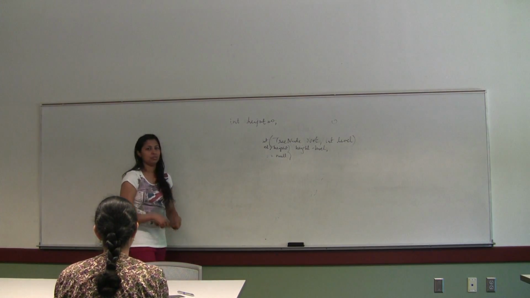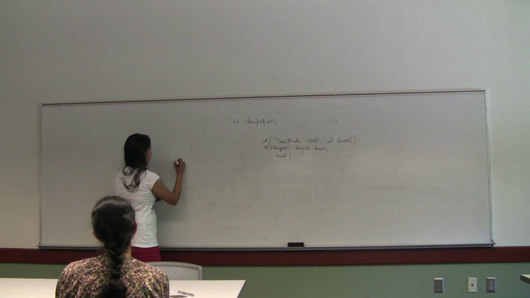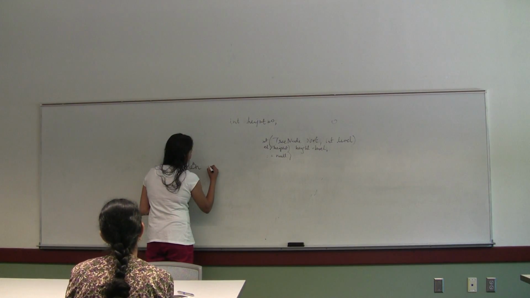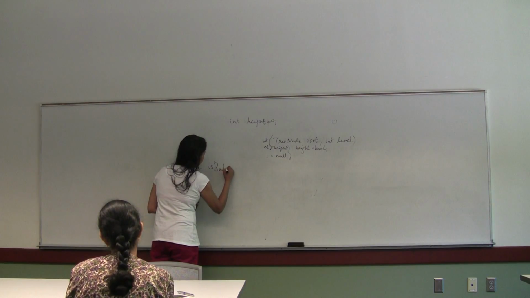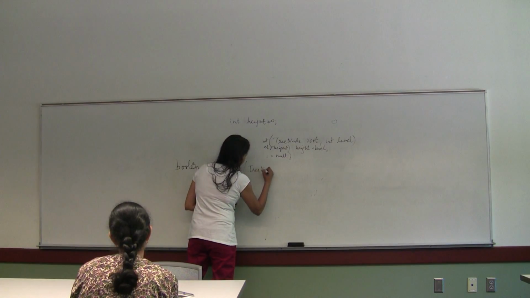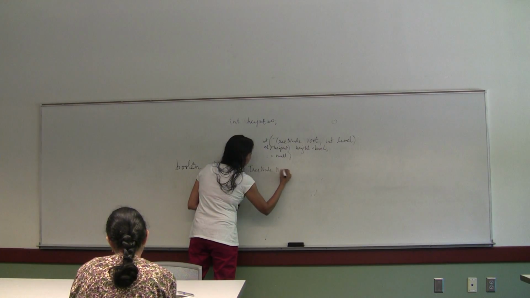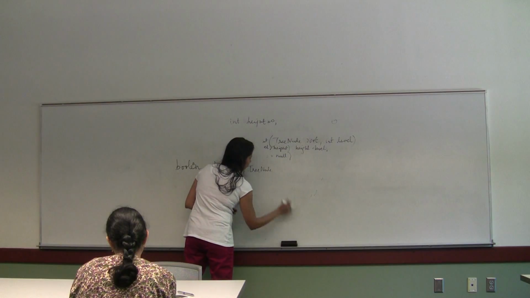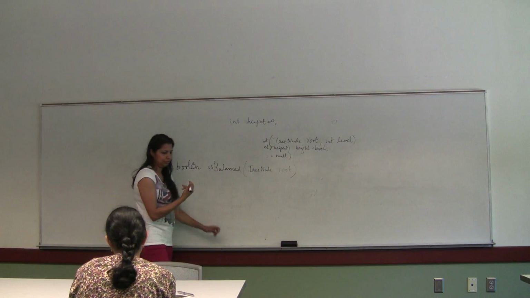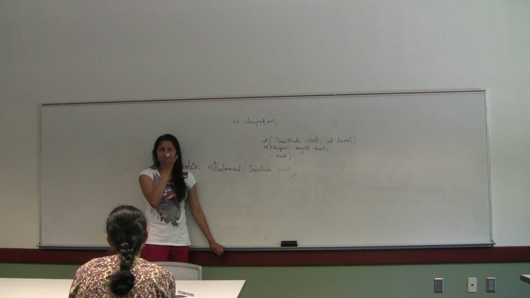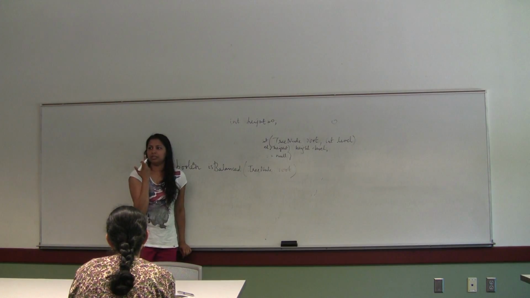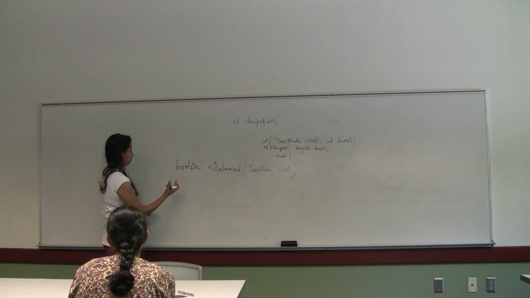So the function definition is Boolean isBalanced, taking root. I'll define what is balanced: the difference between the left and the right subtrees can be at most 1. So it can be either 0 or 1. So that's the question that we have.